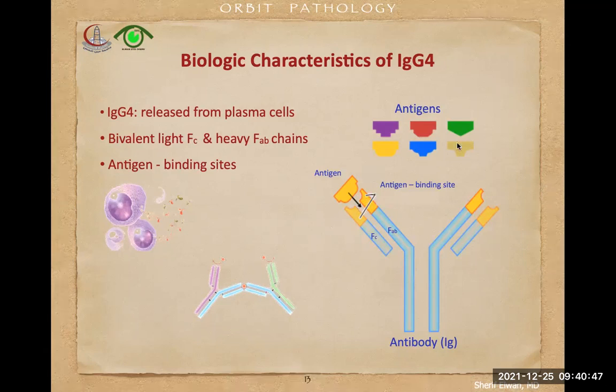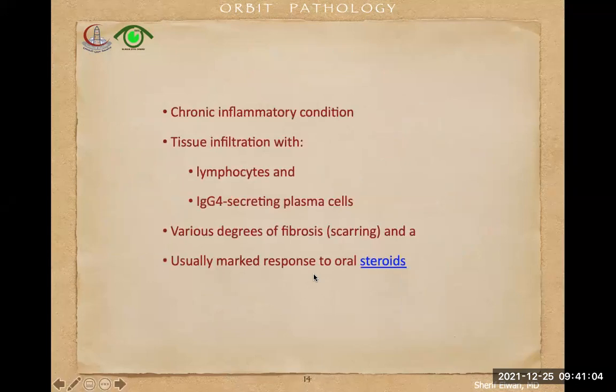The antigen may attach to these two ends of the two components. And the IgG has the characteristic of binding together and making big molecules. These are protein molecules, as you all know. So IgG4 disease is a chronic inflammatory condition where the tissues are infiltrated with lymphocytes and IgG4 secreting plasma cells.